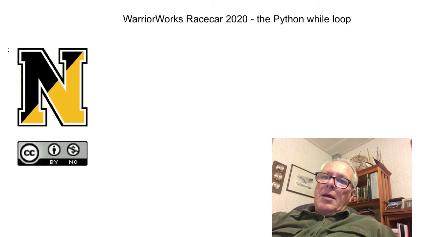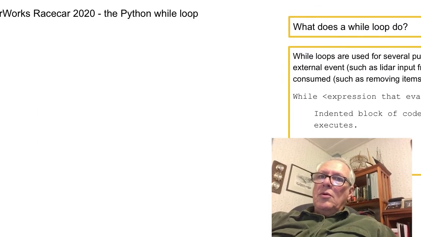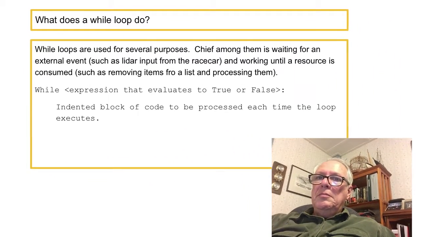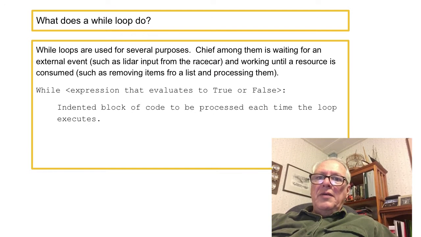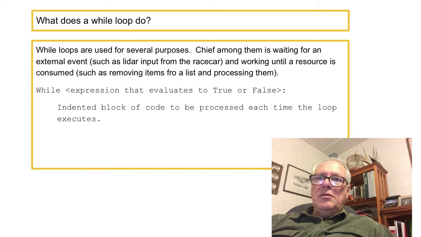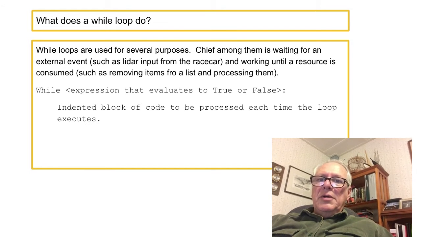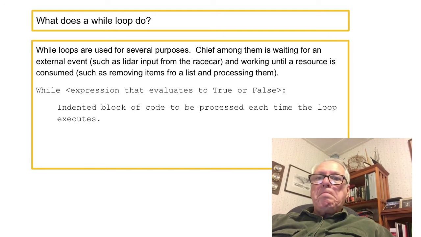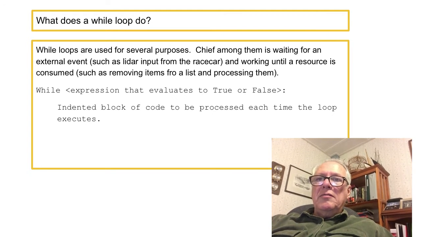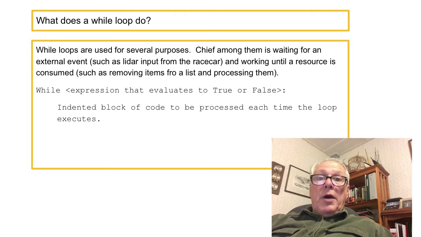So, while loops. What do they do? And why do you need them? Well, a while loop executes a block of code, an indented block of code, until some expression evaluates to false. In other words, so long as the expression evaluates to true, the while loop processes that block of code.